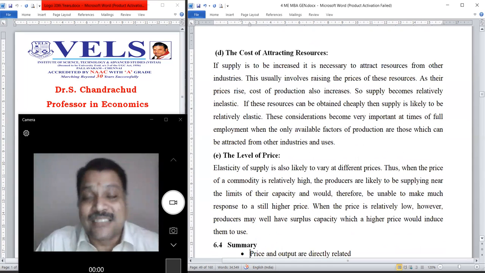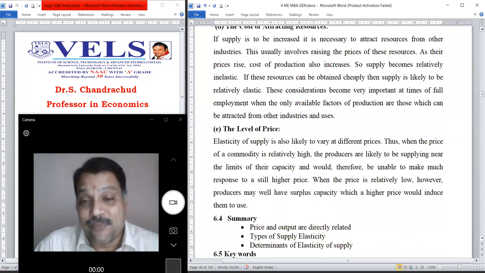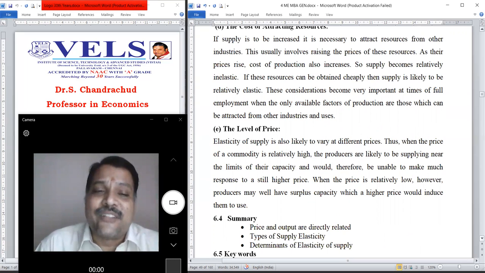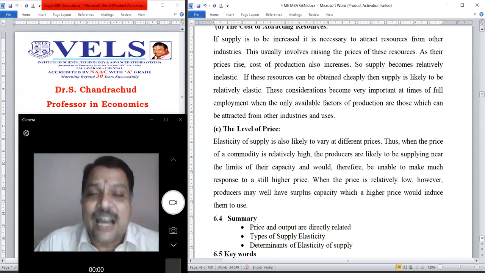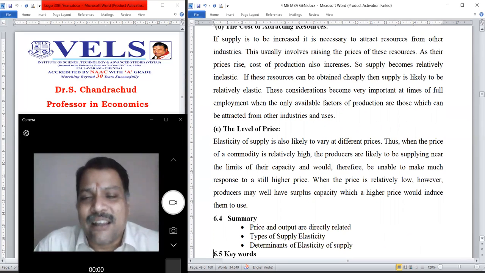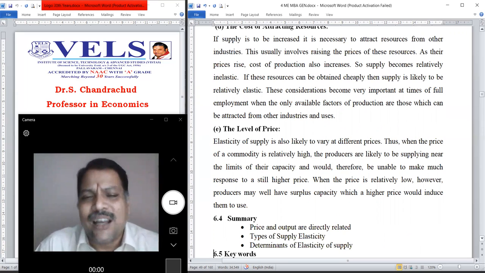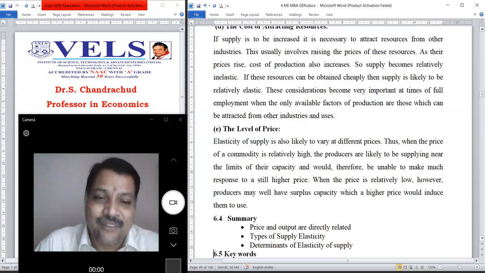The last determinant is the level of price. The elasticity of supply is also likely to vary at different prices. When the price of the commodity is relatively high, producers are likely to be supplying near the limit of their capacity and would therefore be unable to respond much to the high price. When the price is relatively low, however, producers may have surplus capacity, and a higher price will induce them to use it.